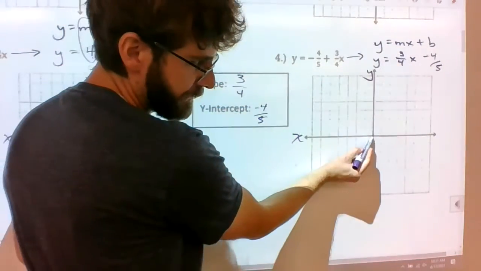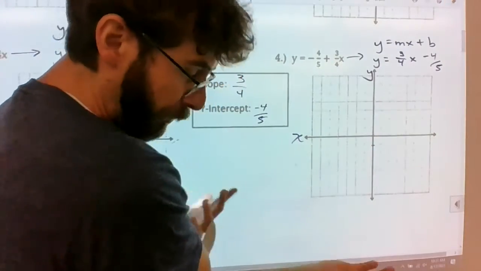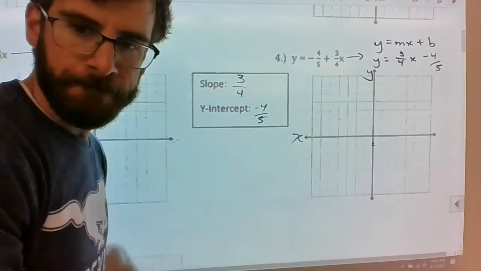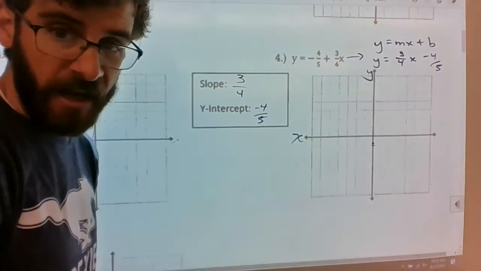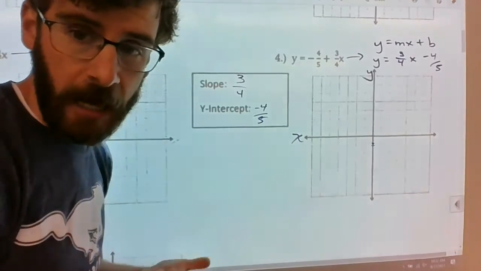So here's the origin. What's 4/5 of a block look like? Well, here's a whole block. 4/5 of a block would be right around there. It's more than half. So that's where I'm actually plotting my first point. I'm plotting my first point in between grid blocks.